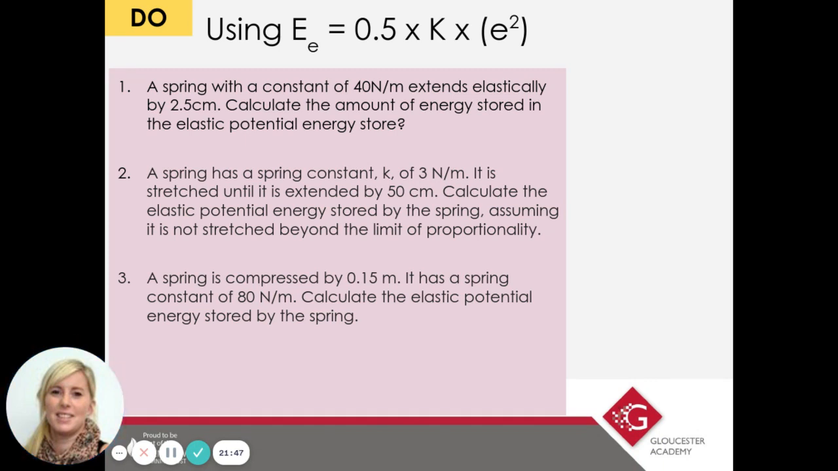So we've got that equation at the top. So using elastic potential energy equals 0.5 times the spring constant times the extension squared. So number 1 then, let's have a go at these questions. So if you look, how do you know what bit of information is which? Well, sometimes the units help. So with number 1, 40 newton metres, that has to be K, that has to be the spring constant.